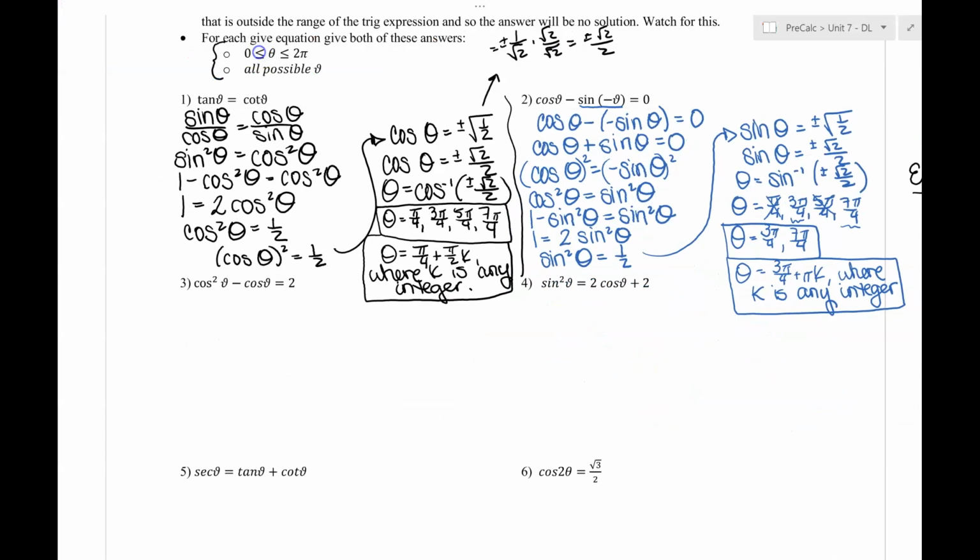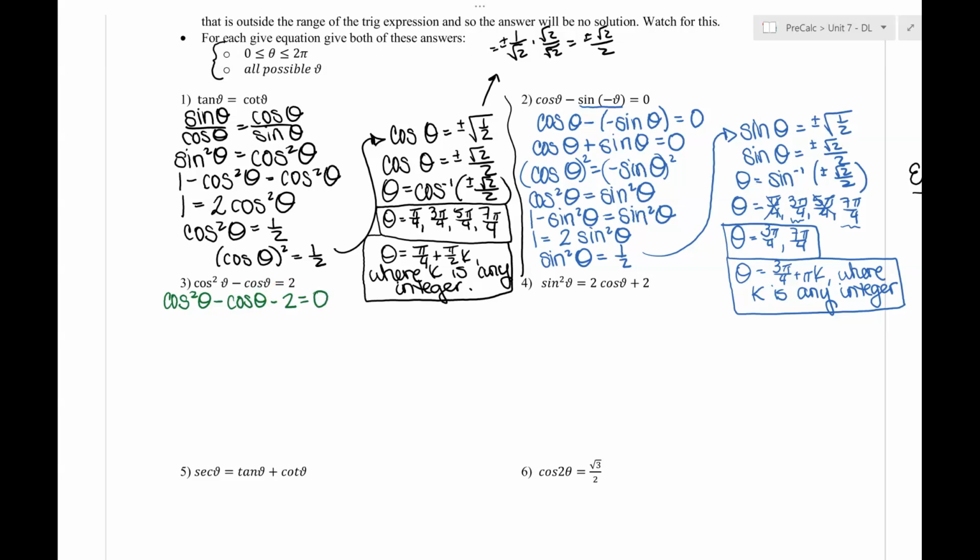And if you need to, write that down. Okay, so for number 3, we've got cosine squared of theta minus cosine theta equals 2. Some people might want to factor out the cosine of theta, but we can't because it's not equal to 0. So it's important that you set it equal to 0 and then analyze from there. So cosine squared theta minus cosine theta minus 2 is equal to 0.